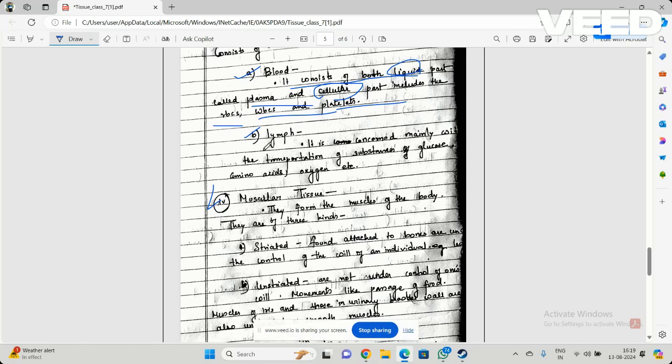Okay, next is the lymph. It is concerned mainly with the transportation of substances, that is glucose, amino acids. Lymph is only concerned about the transportation of substances. Transportation of what? Transportation of glucose, amino acids, oxygen, etc. I hope it is clear.